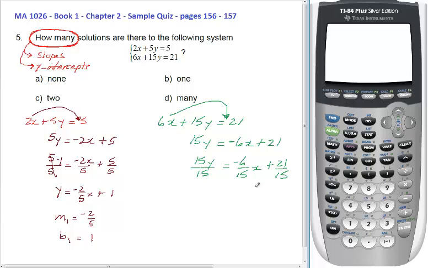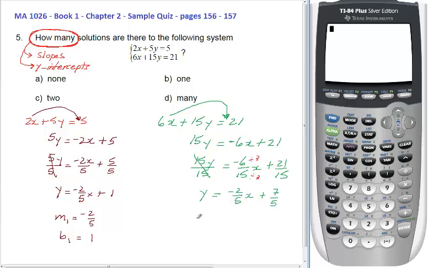21 over 15. So these cancel, and you're left with y equals. Now reduce if you can. 6 and 15 are both divisible by 3. So if I divide each by 3, I get negative 2 over 5x. And 21 over 15 reduces, again divisible by 3. 21 divided by 3 is 7, and 15 divided by 3 is 5.